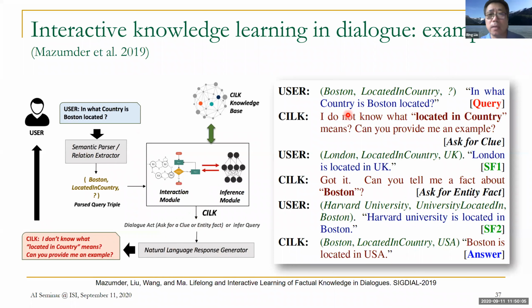So let's see this example. The user says, in what country is Boston located? This is the representation in triples. Then the system says, I don't know what located in country means, can you provide me an example? So the user says London is located in UK, in this format, and the system got it, and asks, can you tell me a fact about Boston? Probably the user says Harvard University is located in Boston, and then the system can say, okay, now I know Boston is located in USA. So these are the supporting facts we gain, and we can save them in the knowledge base. Possibly we can save the last inference as well.